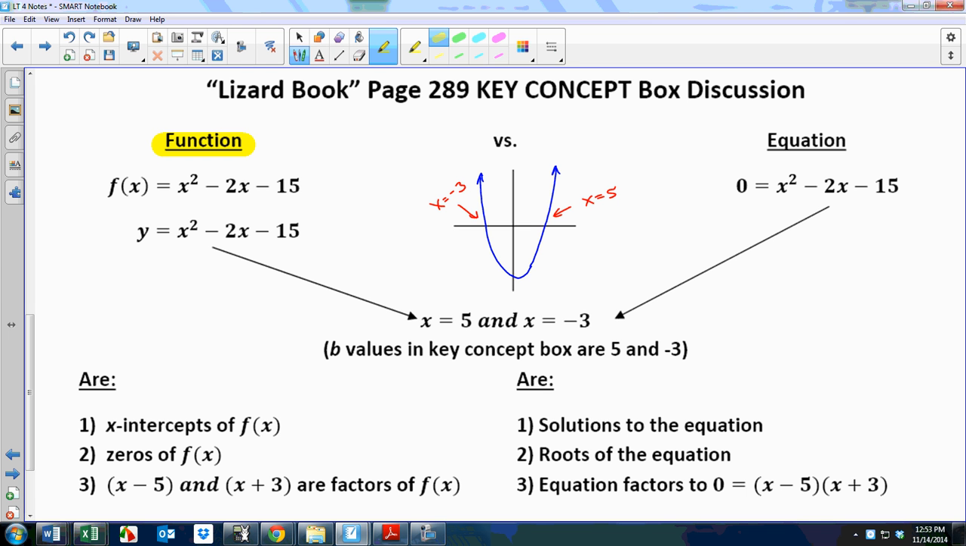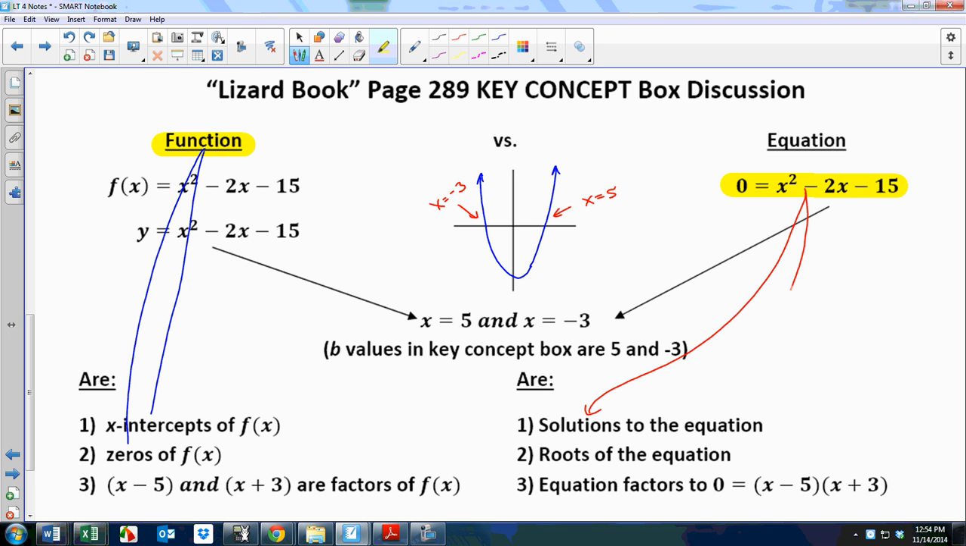So in the function world, -3 and 5 are x-intercepts and zeros. In the equation world, so if this were an equation, -3 and 5 are called two different things. They're called solutions and they're called roots. Just a context. You're looking at an equation, the directions are going to say find the roots. If you're looking at a function, directions are going to say find the zero. Okay? All right, moving forward.